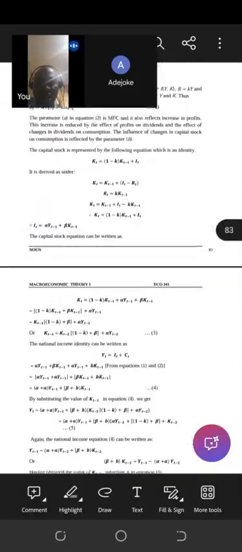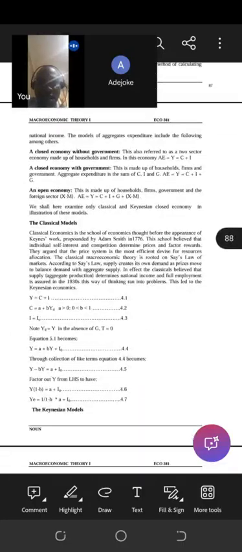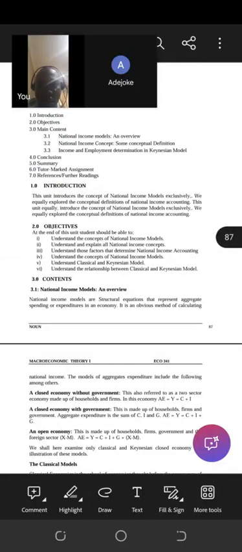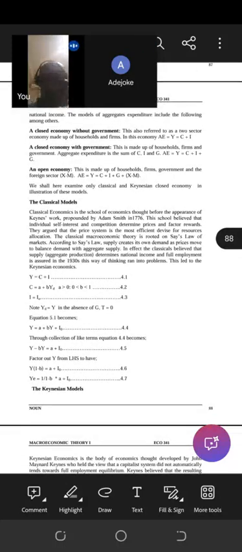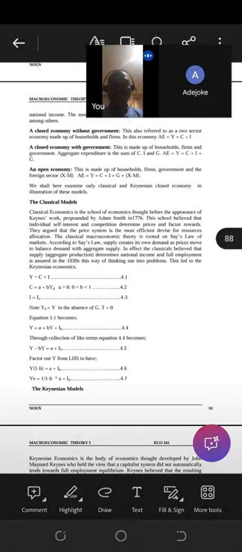So let me, page 86, right? Page 88. Let me sketch a graph so that you see. I will stop the recording so that you can see me.